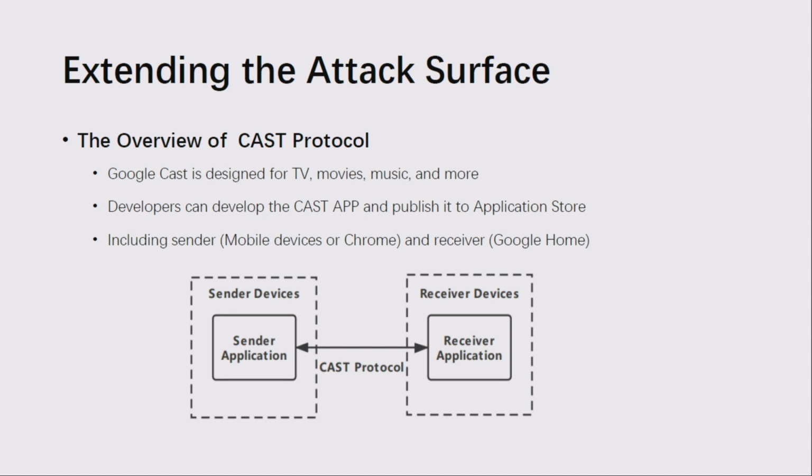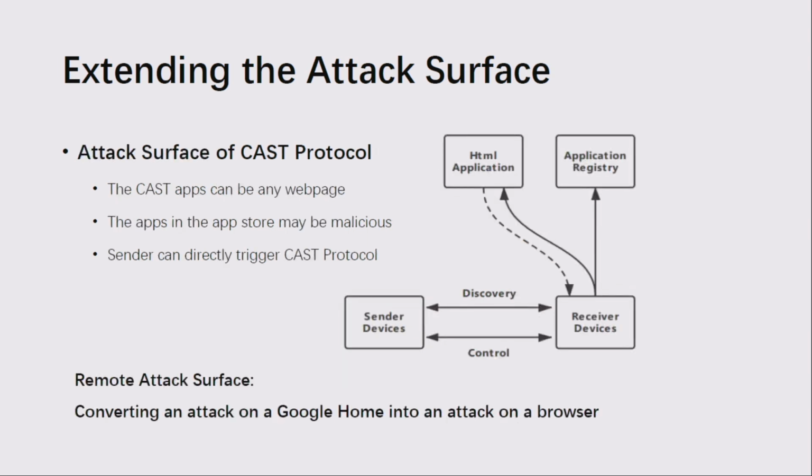The user accesses the sender application URL, and the sender application uses the CAST protocol to find the receivers in the LAN. When a receiver is discovered, the sender application will communicate directly with the receiver applications on the receivers with the CAST protocol. In detail, Google Home will look up the URL of each receiver application according to the CAST APP ID and render the receiver application through the Chrome renderer.